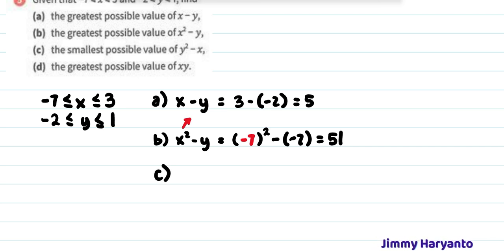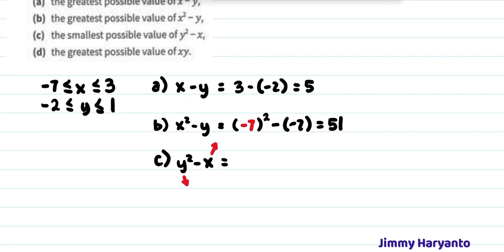Okay, and then C, we have y squared minus x. That means this one has to be the smallest. So this one has to be small and this one has to be large. So the smallest y squared will be 0, I guess, because 1 squared equals 1, negative 2 squared equals 4, so it has to be 0, the lowest one. And then the x has to be the greatest, which is 3. So 0 minus 3 equals negative 3. This is the smallest possible.